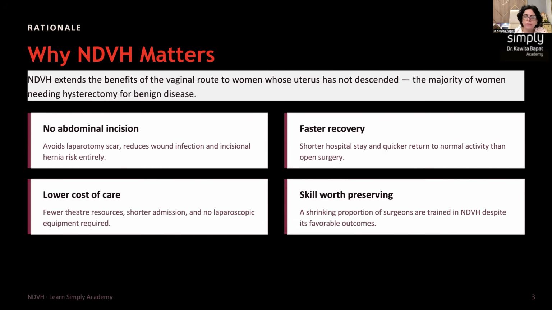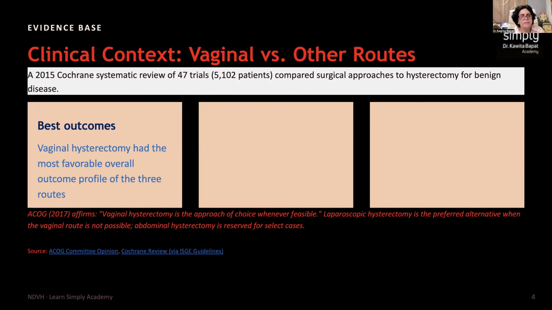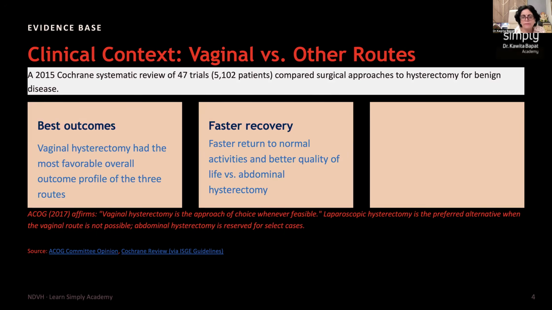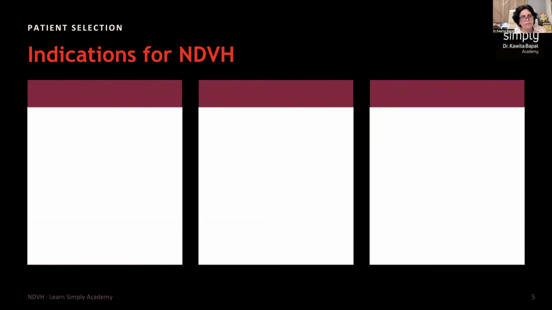And it is a skill worth preserving because the vagina is the natural route for the surgeon. A shrinking proportion of surgeons are trained in NDVH despite its favorable outcome. In clinical context, what is the vaginal versus other route? This is from a Cochrane systematic review. The best outcome: vaginal hysterectomy had the most favorable overall outcome, faster recovery and better quality of activities versus abdominal hysterectomy, and shorter operating time, because laparoscopic or abdominal hysterectomy needs much more time. So vaginal hysterectomy is the choice whenever feasible.